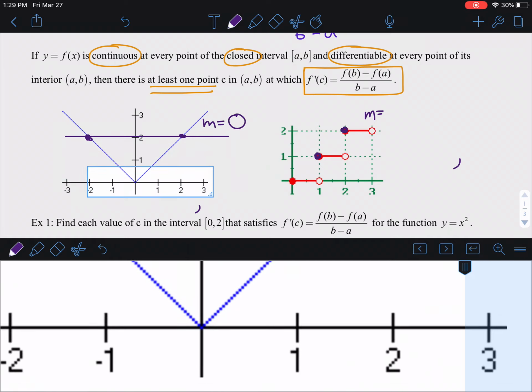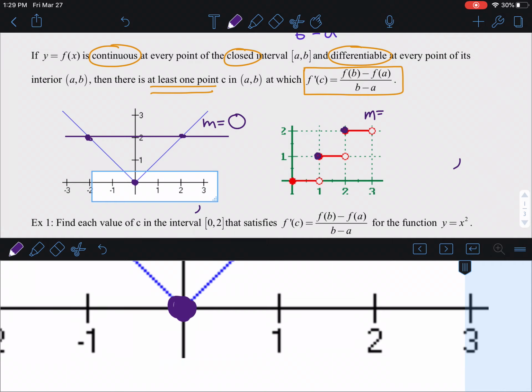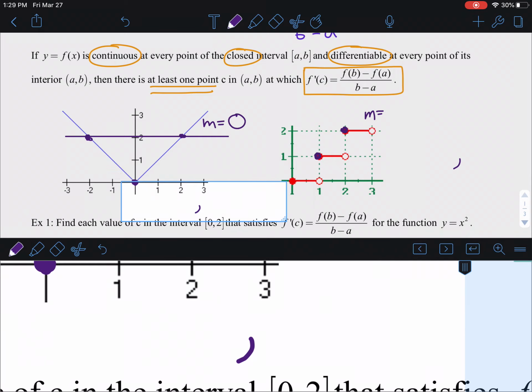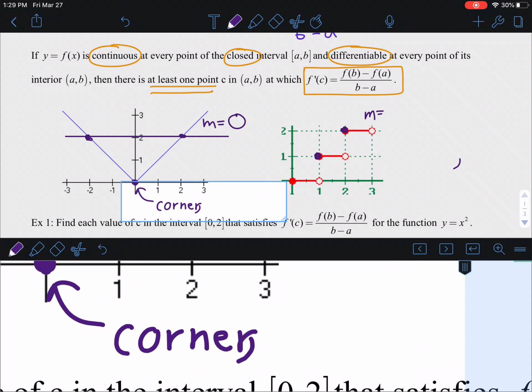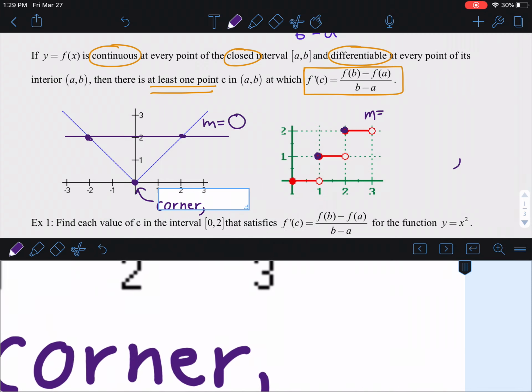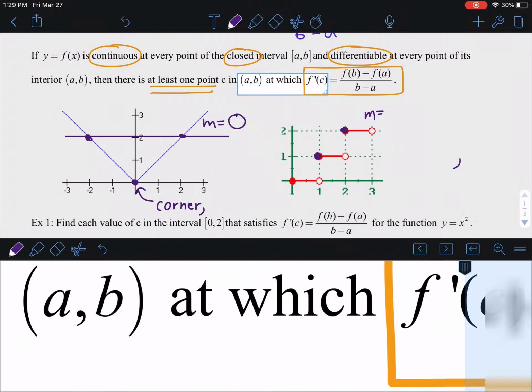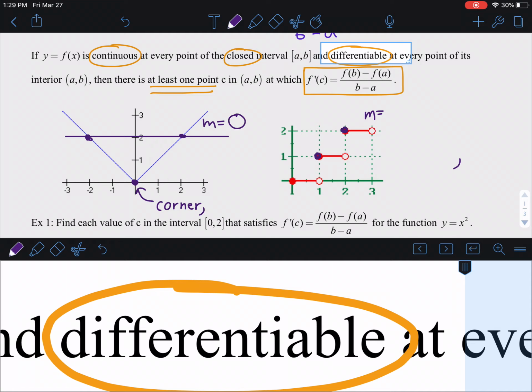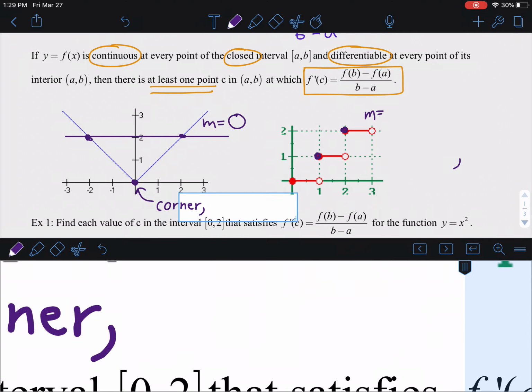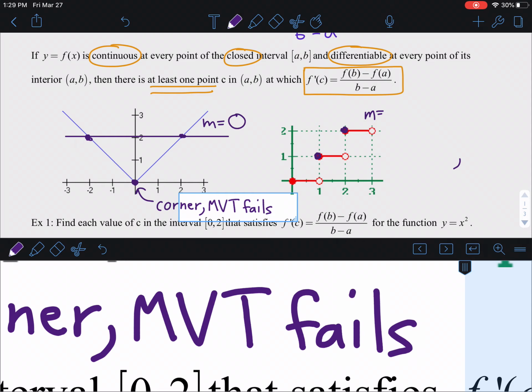Now some of you would say, how about at x equals 0, right? If I draw a tangent line here, isn't that a slope of 0? Wrong. That is actually a corner. Remember, at a corner, the derivative does not exist, right? We have a different slope from the left and the right. So we have a corner here. That means that my function is not differentiable at every point in the interior of my interval. And so that means the mean value theorem, MVT for short, is going to fail over this interval.